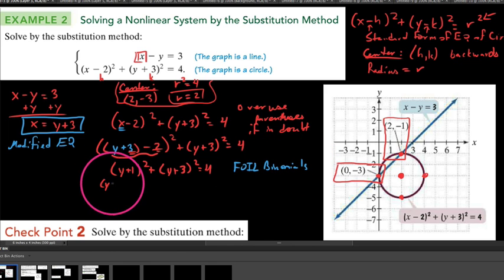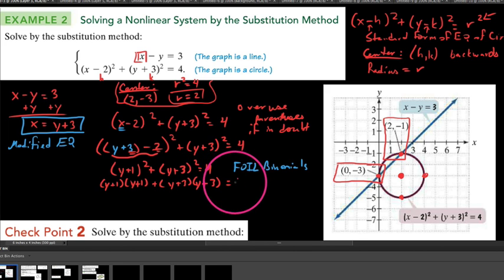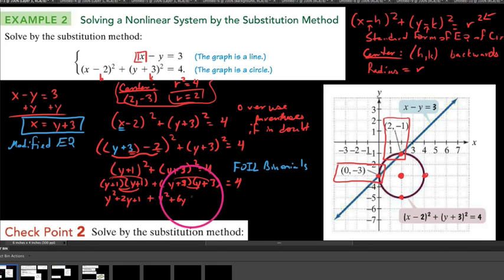And so we really get (y + 1)(y + 1) + (y + 3)(y + 3) = 4. When we square these binomials, over here we get a y squared, and with our outer and inner we get a y and a y, that's 2y, and then plus 1. There's our first FOIL. Then our second FOIL: y times y is y squared, y times 3 and another y times 3 is 3y and 3y, which gives us 6y, and then 3 times 3 is 9, and this is equal to 4.